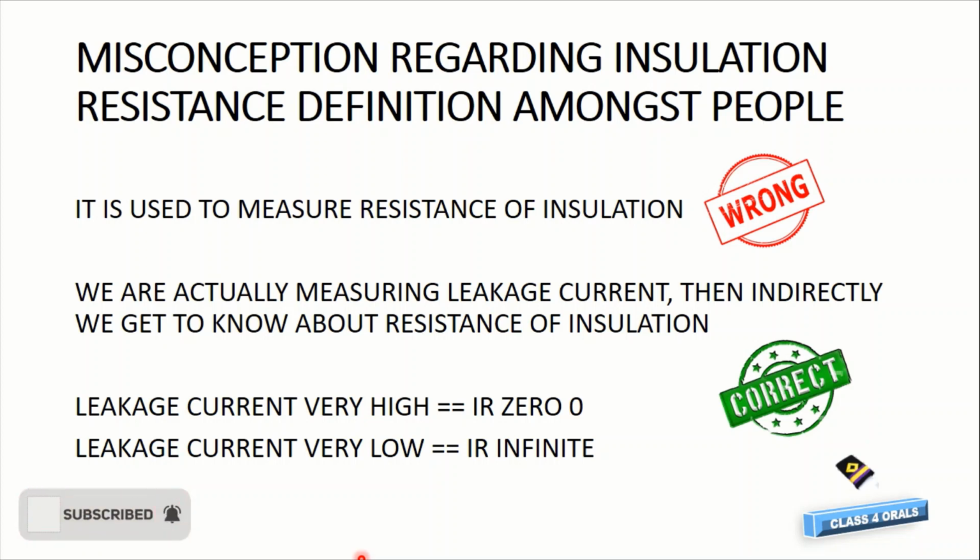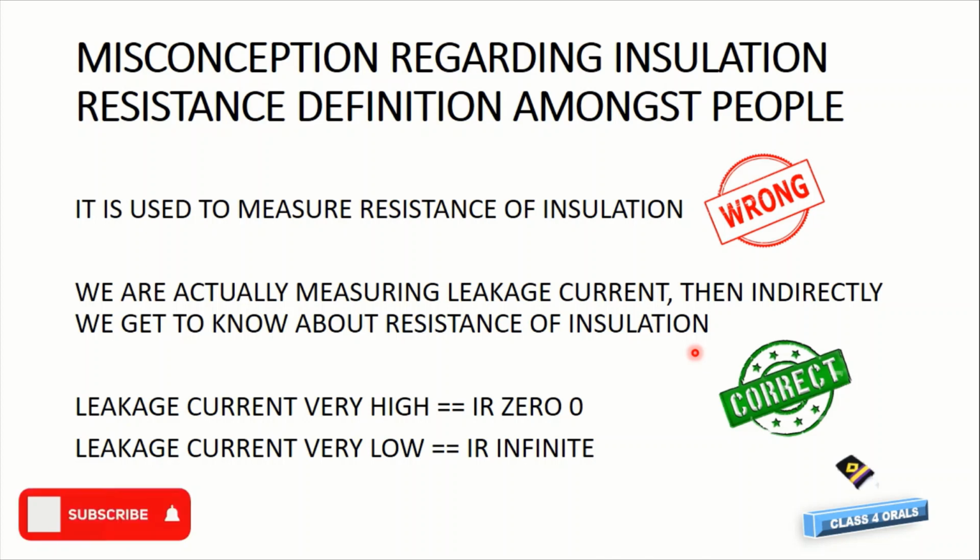There are some misconceptions regarding the definition of insulation resistance. Many people think it is used to measure the resistance of the insulation. This statement is not correct, because we are not actually measuring the resistance of insulation. We are measuring the leakage current, and then indirectly we get to know the resistance of insulation.